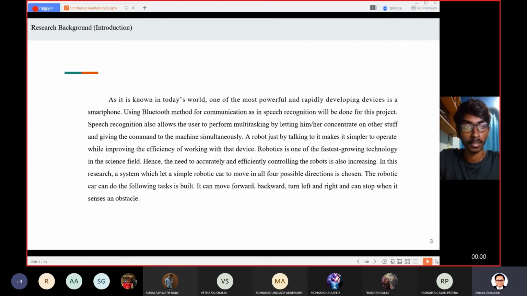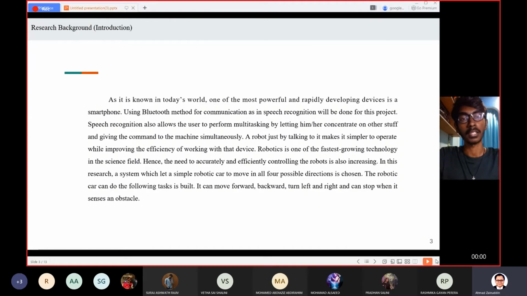As we know, smartphones are becoming very popular. Everyone is using them. It's like a must-need item. I'll be using the Bluetooth method for the communication part, along with speech recognition. Speech recognition helps the user perform many tasks. You can multitask with it, so you can concentrate on other things while giving commands to the machine. With a robot, just by talking to it, you can simply operate it, and you can also improve the efficiency of working with the robot.